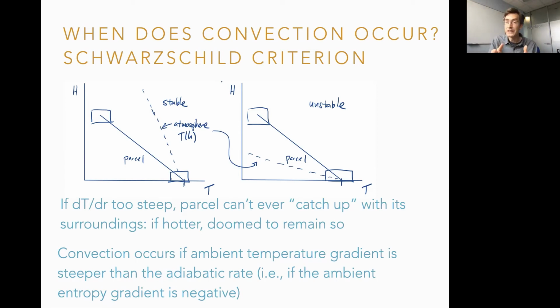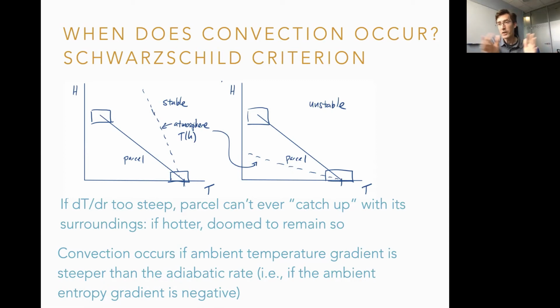The question is, after it's risen some distance, it looks around and it asks, am I still underdense relative to my surroundings? Am I still hotter than my surroundings? In which case I'll be underdense and I'll continue to feel a buoyancy force and continue to rise. Or now that I've gone up a little bit, am I cooler than my surroundings? And in this Astro 101 kind of picture, we imagine the parcel behaving adiabatically.